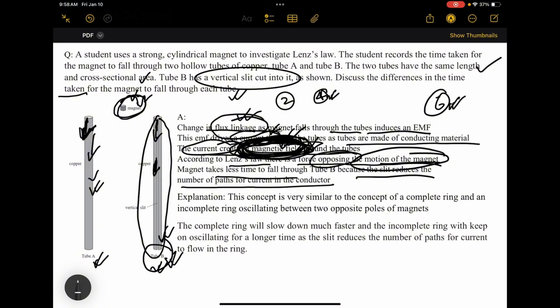But here, the magnet falling through the intact tube will experience more force opposing its motion, because the creation always opposes the creator. The motion of this magnet has created this magnetic field, and now this magnetic field will apply a force on the magnet such that it opposes the motion of the magnet falling. That means we can say that the creation is opposing the creator.